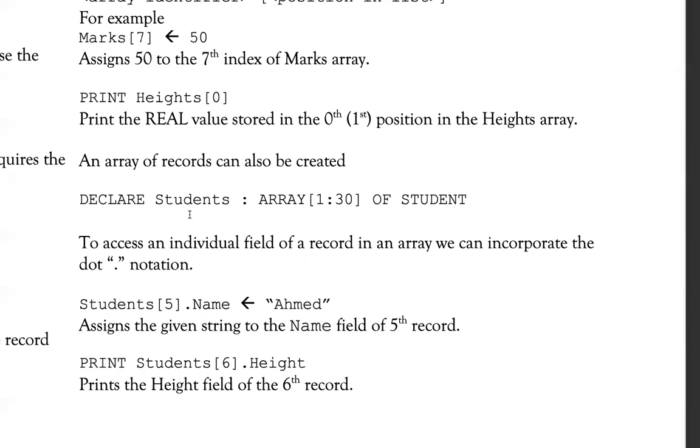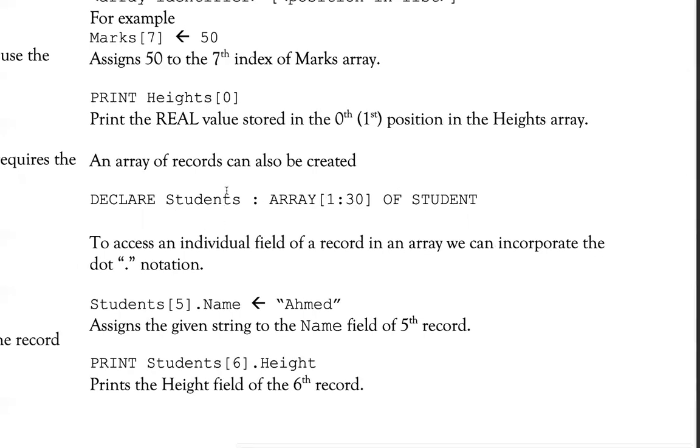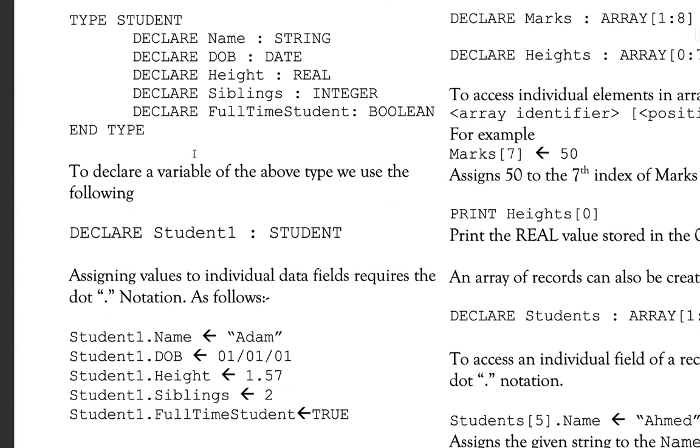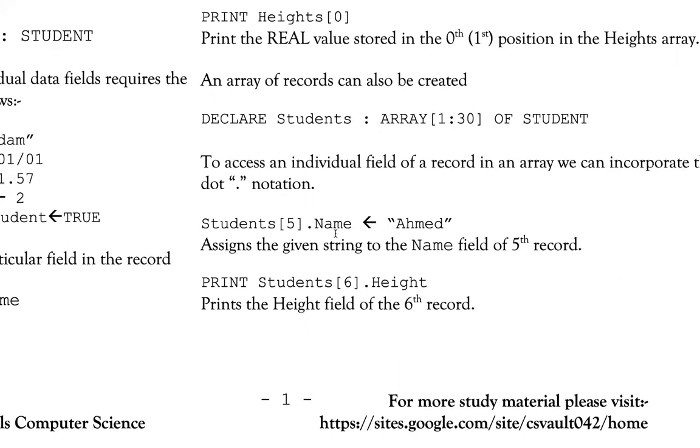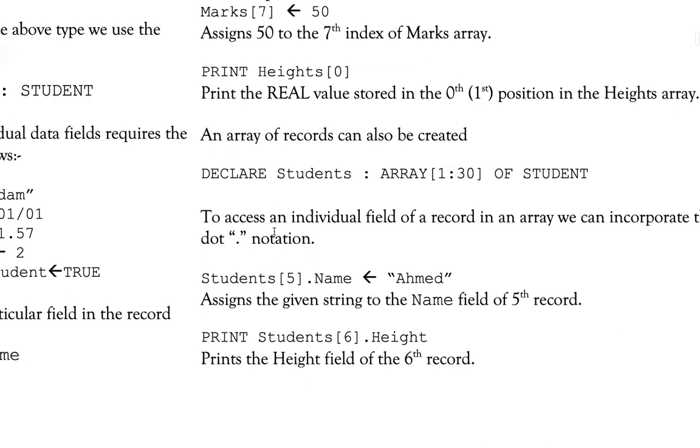For example, I created an array students of size 30, index position 1 to 30, of type student. That means that at each index position of students, there is a record that holds all of these fields. And how do we access individual fields of a record in my array? Again, indexing comes in, but this time I'll have to use the dot notation for each index. For example, I want to access the fifth student, students index position 5, and I want to access the name only, dot name. So I'm assigning the name Ahmed to students in the fifth position dot name.